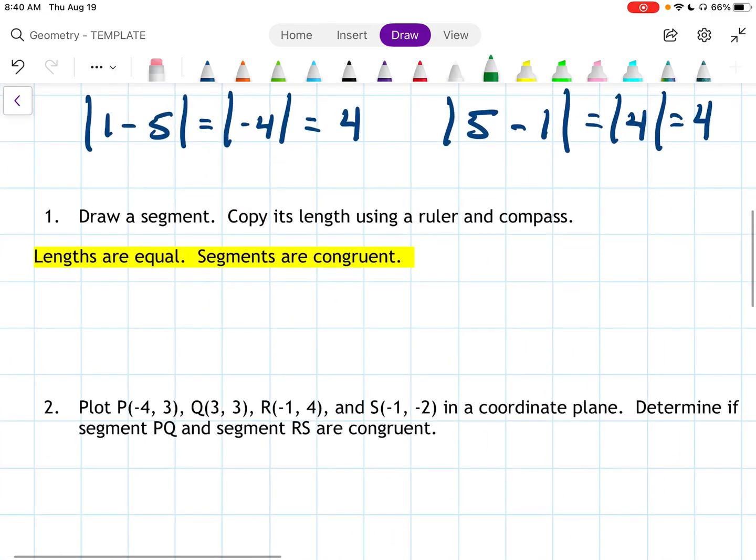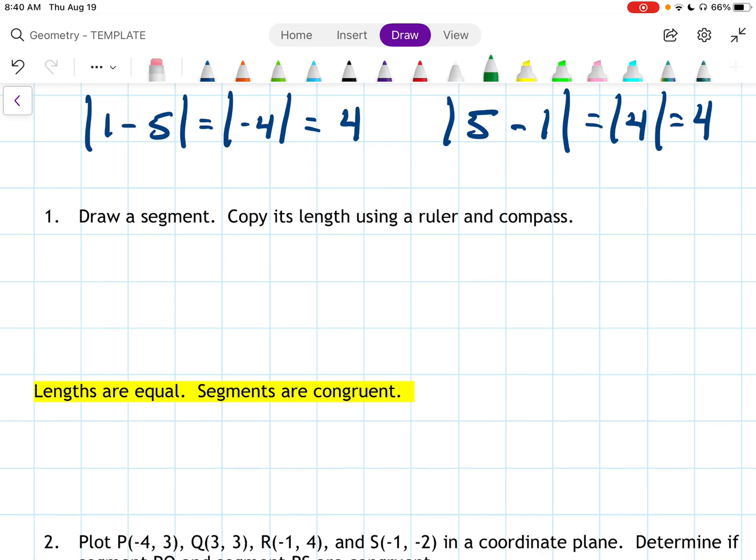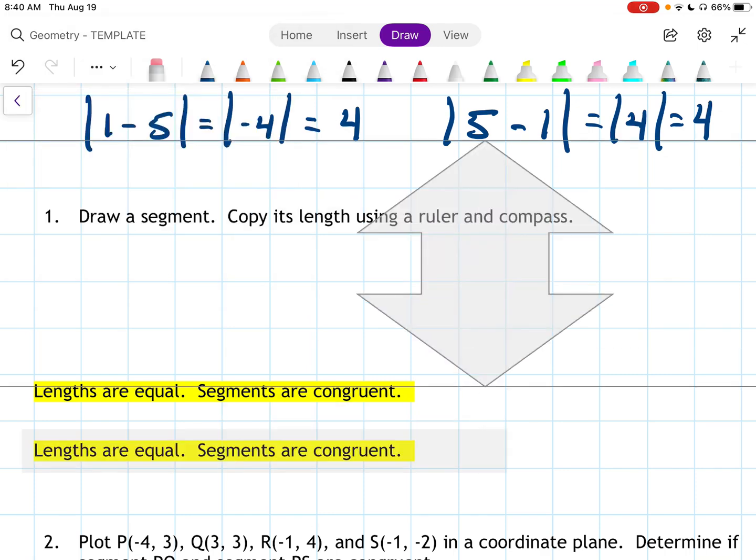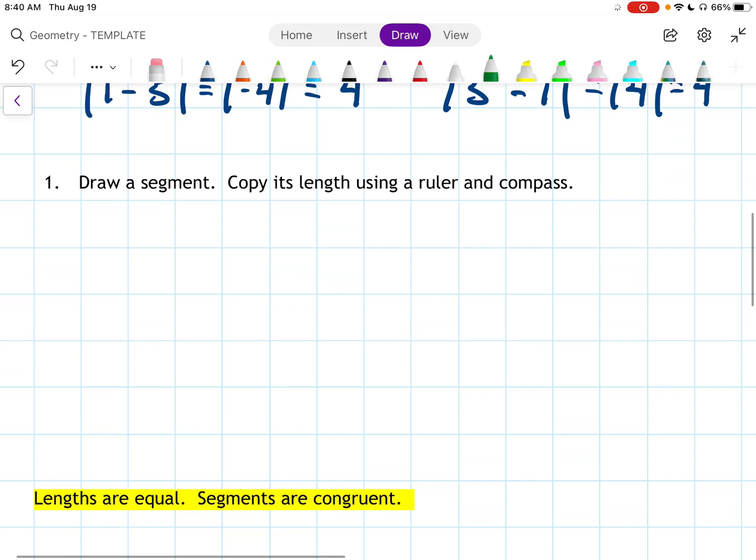Now, number 1 here. This will be something that I show us in class, and it's going to be really hard to do digitally here. But what we're going to be doing in class is we'll draw a segment. It'll just be some kind of little segment like this. And we're going to copy its length using a ruler and a compass. Now, hopefully we all know what a ruler is, and a compass is the thing that we use to draw a circle. Normally there's a pointy end and then there's a pencil on the other end. And you can kind of swoop and make a circle.